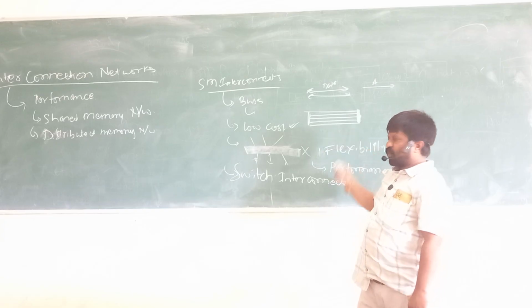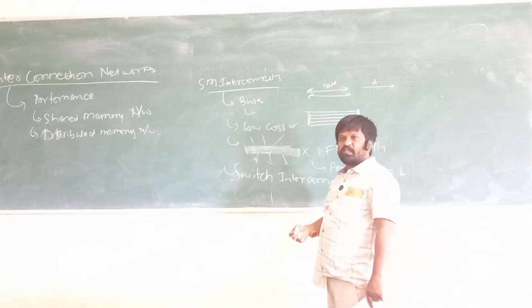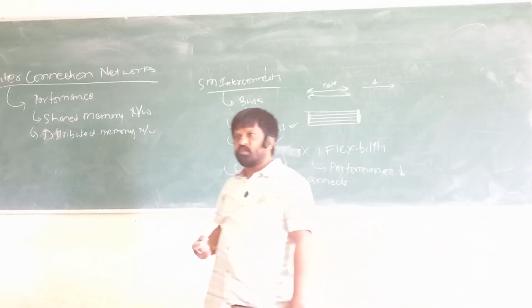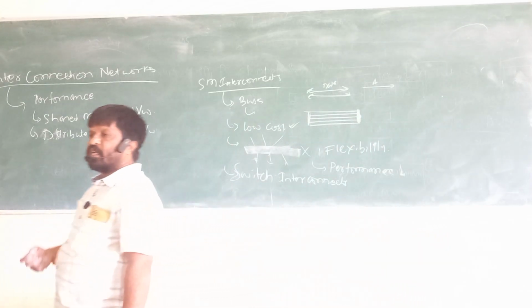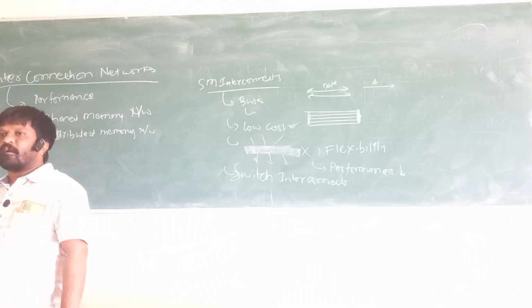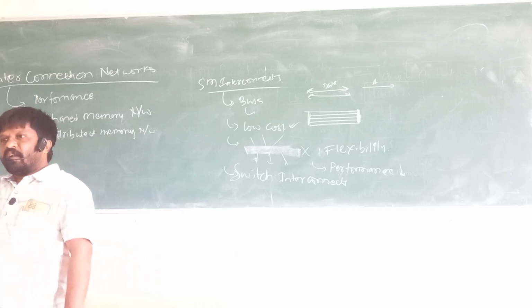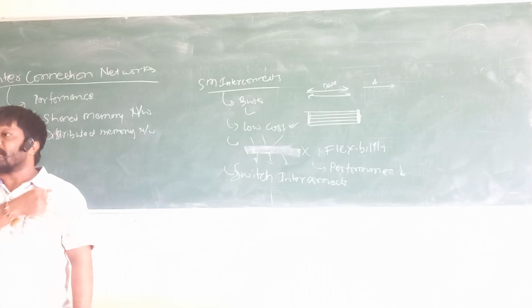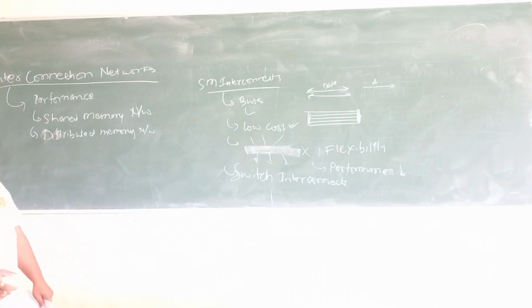If you want to communicate from one core to the 10th core, you will not get that in the bus. If I use switch interconnects, switches instead of buses, I can communicate from 1 to 10 with a small path, okay. We'll discuss that with the figure only. We'll not understand it now.